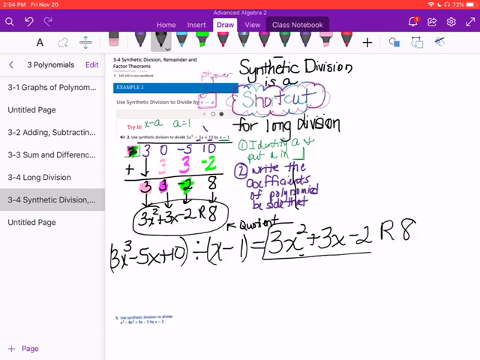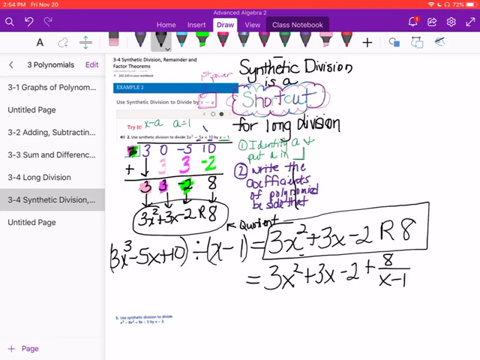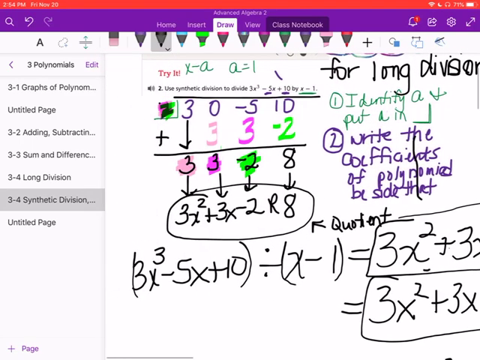So this is one way that you'll see your answer written. The other way that you'll see it written is where you write the remainder over the divisor. So this quotient is the same as 3x squared plus 3x minus 2 plus the remainder over the divisor x minus 1. You might see it written like this as well. It just depends on how you're asked for your answer. So let's do another example like that.